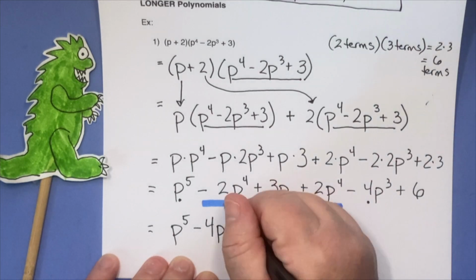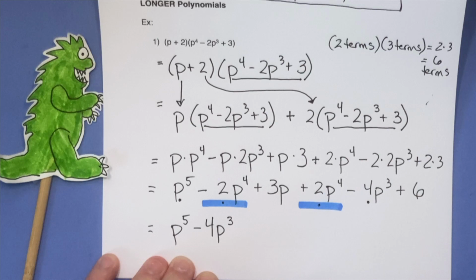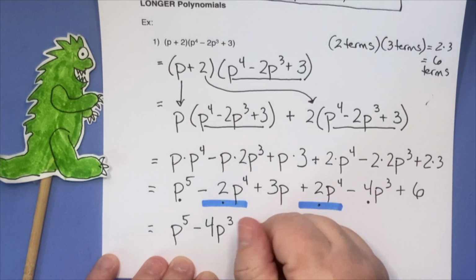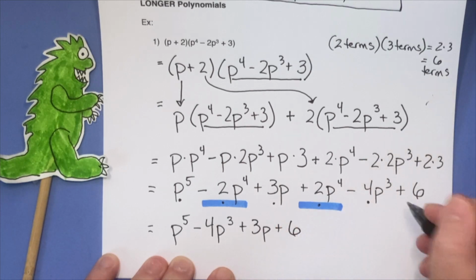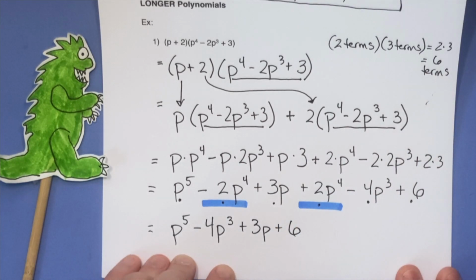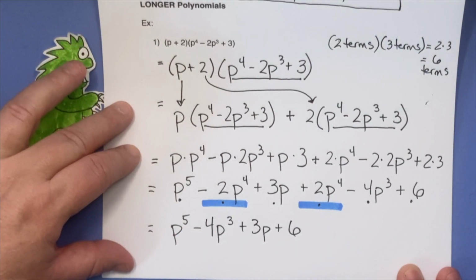Okay, let's see. I got these two because they cancel right there. And then I've got the 3p. And then I've got the plus 6. I got them all. I've got everybody. Yay! And again, if this order isn't quite right, you can always keep moving them around. It doesn't have to be your final answer.